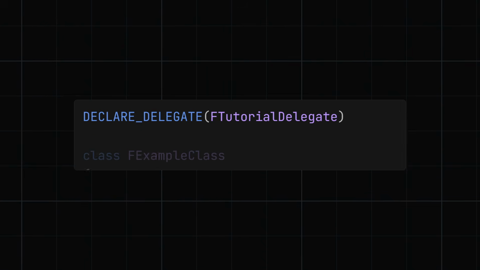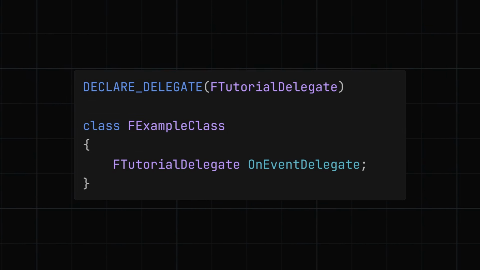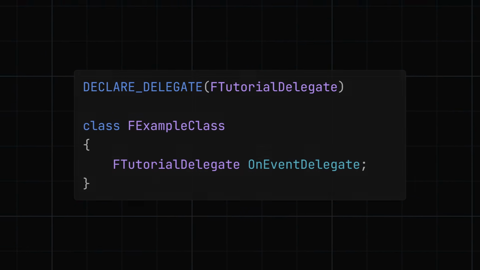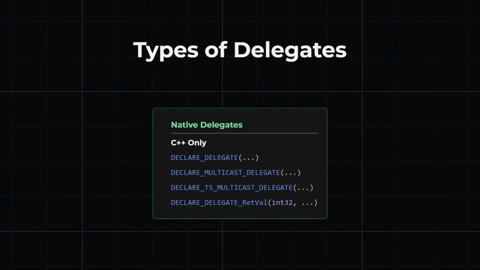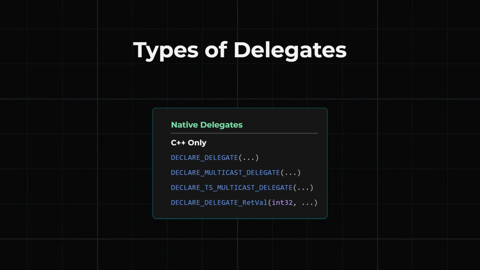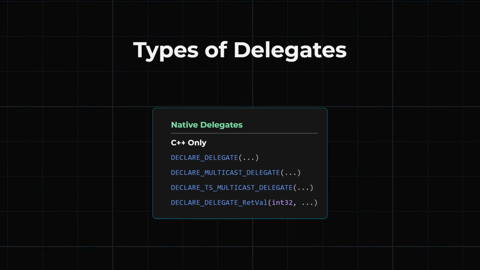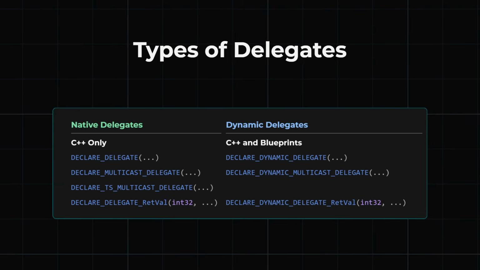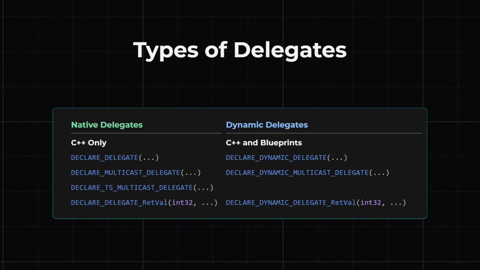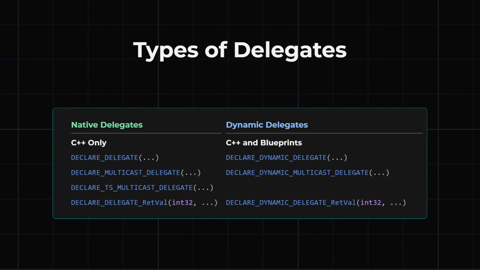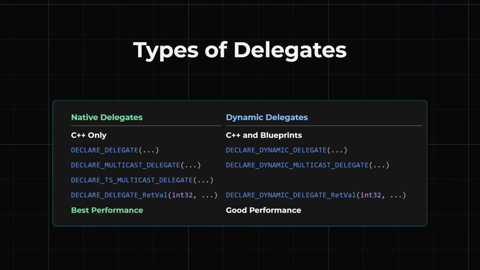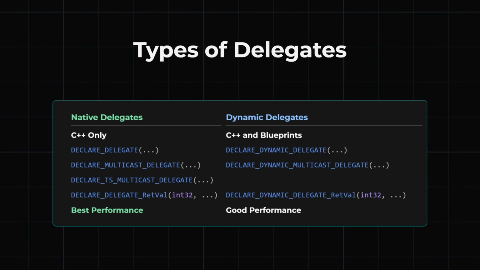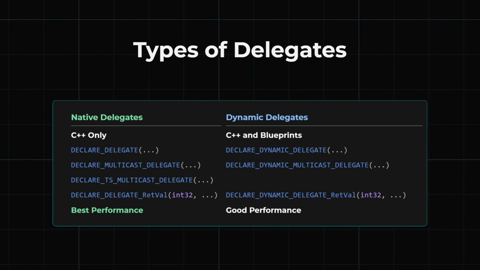This macro creates types, and adding these types to your classes like ordinary variables gives you access to the delegate functionality. Delegates are also broken down into two major camps. You have the native-only delegates. These are ones that function purely in C++, and then you have the dynamic delegates. These work just like the native ones, except that they can also be exposed in blueprints. It's important to note that the dynamic delegates perform a little worse than the native-only ones, so it's better to use them only when you need to.